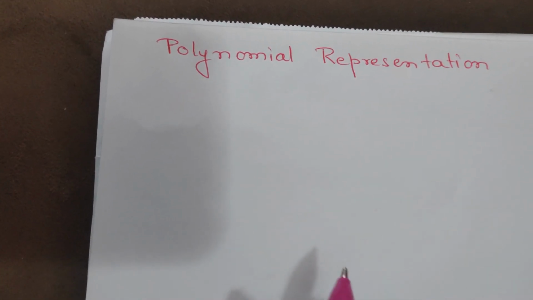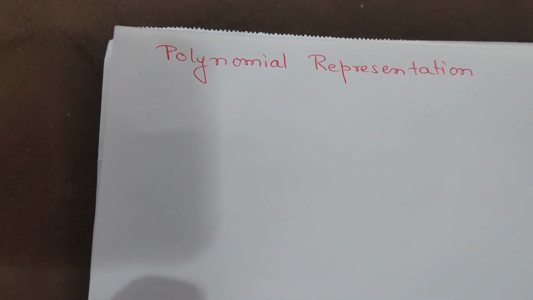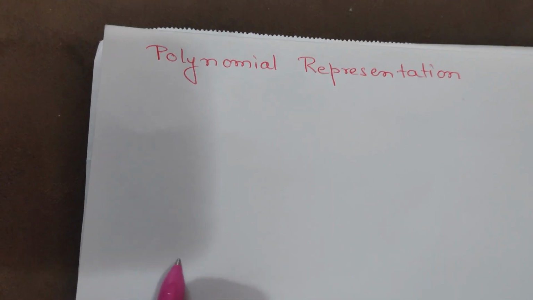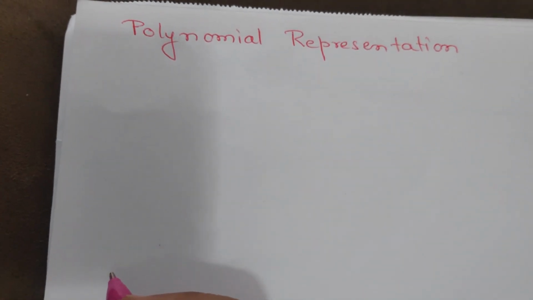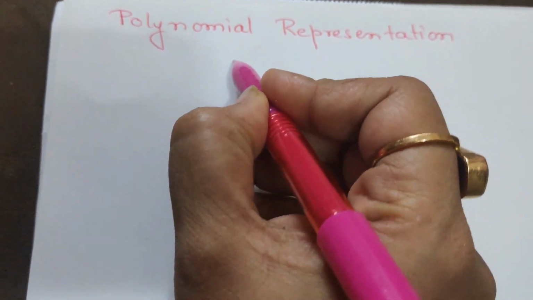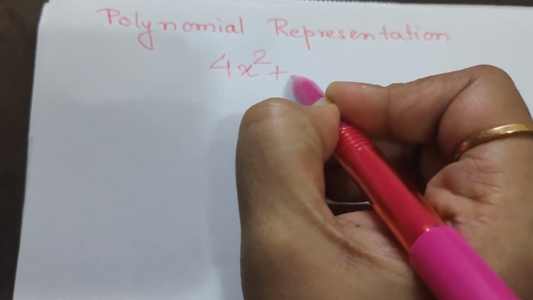Today I am going to discuss with you polynomial representation in data structure. Now, what do we mean by polynomial? Polynomial in a single variable is an expression that looks somewhat like this.